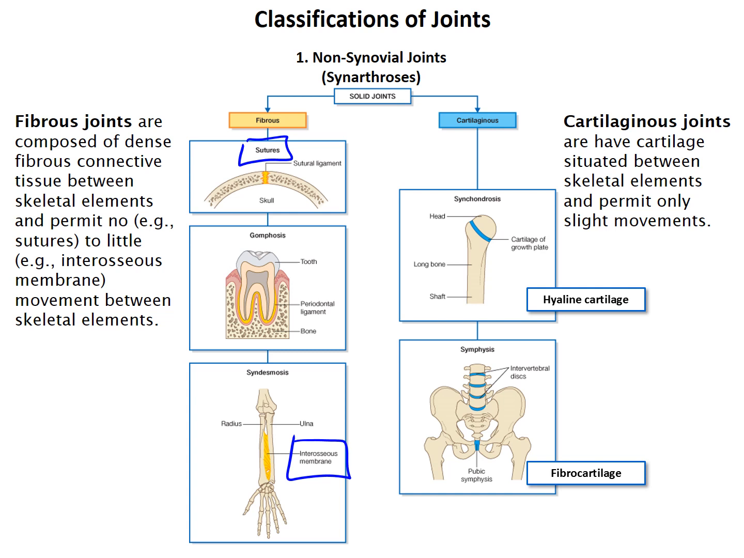Non-synovial cartilaginous joints come in two flavors. The first are synchondroses joints, which are composed of hyaline cartilage and are found in the epiphyseal growth plates of the bones. Another example of a synchondrosis joint would be the sternocostal joints along the anterior thoracic wall. The second type of non-synovial cartilaginous joint is a symphysis joint, in which fibrocartilage fills the gap between two bones. Examples include intervertebral discs and the pubic symphysis.